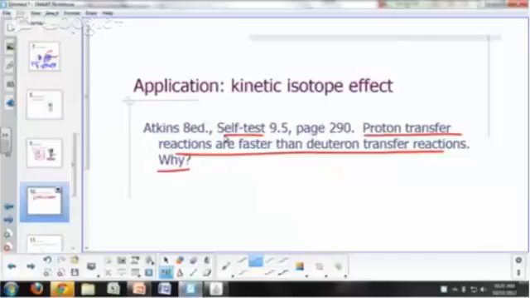Why would a proton transfer reaction be faster than a deuteron transfer reaction? A deuterium atom is heavier than a hydrogen, a protium. So a deuteron would be heavier than a proton, so it's less likely. It has less tendency to tunnel, less capability to tunnel.